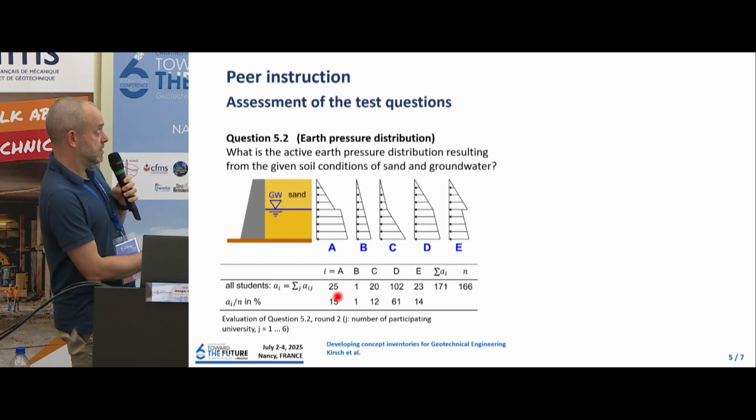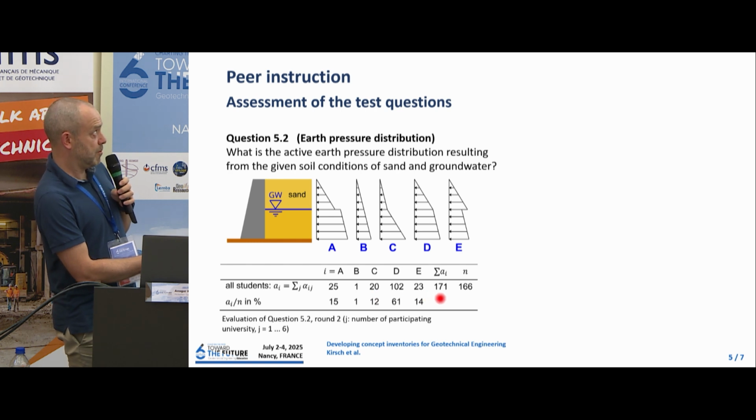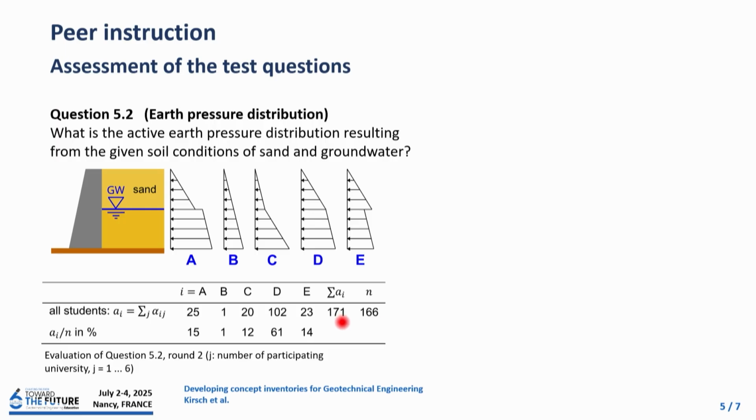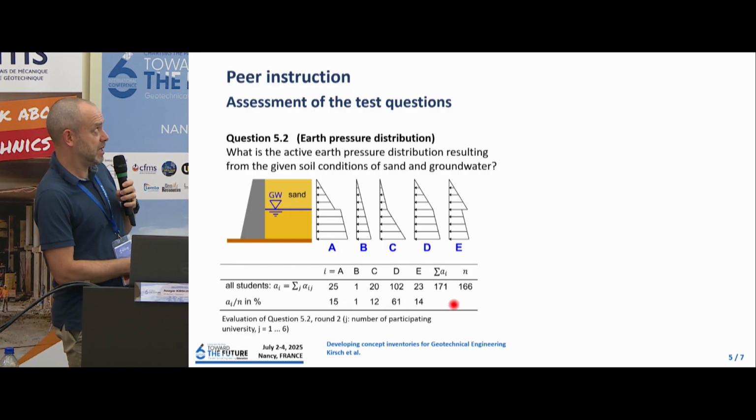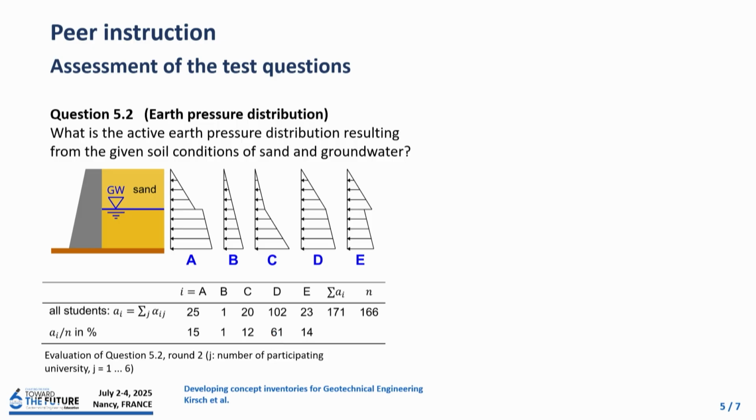This is the number of answers that were given over all the 6 participating institutions, so 25 in total chose option A, 1 for option B, and so on and so forth, by a total number of participants of 166. Please note that the number of answers is not necessarily the number of participants, because those were multiple choice questions. Don't ask me why somebody would opt for 2 of them, but this is how we evaluated it. And we then present the percentage of correct answers, that is 102 divided by 166, so 61% chose option D, and you see also the other ones.